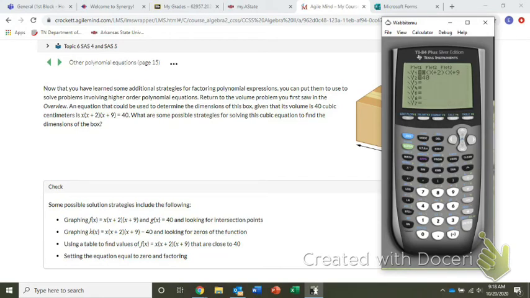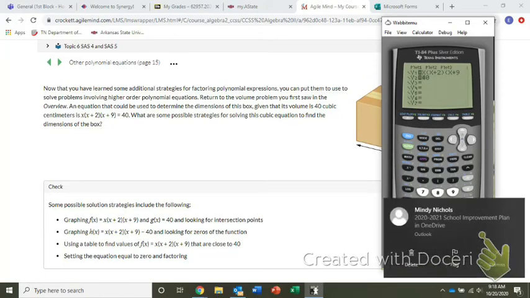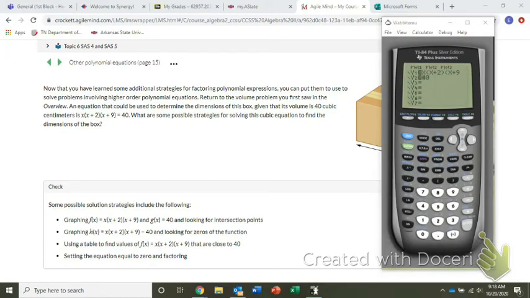I have no idea where this stopped recording. But what I did was I graphed the first bullet point right here where it's highlighted in gray. X plus 2 and X plus 9, and then I also graphed 40. And I'm looking at the intersection. So it would be a point here, a point here, a point here, and a point here.